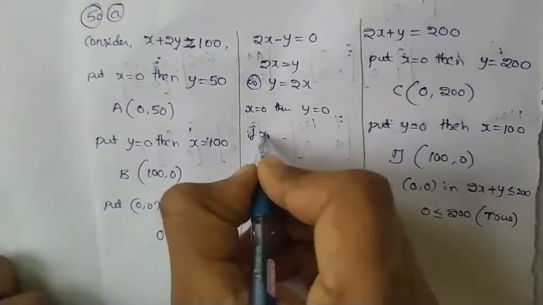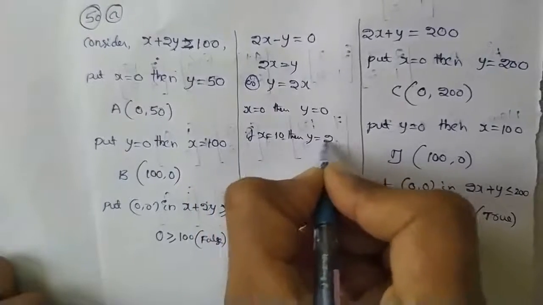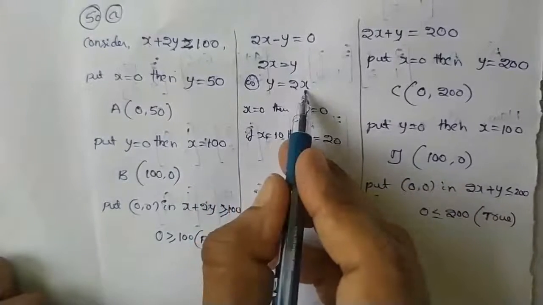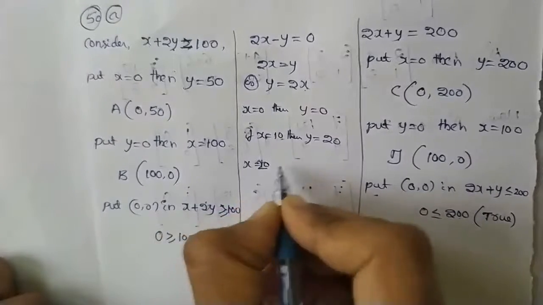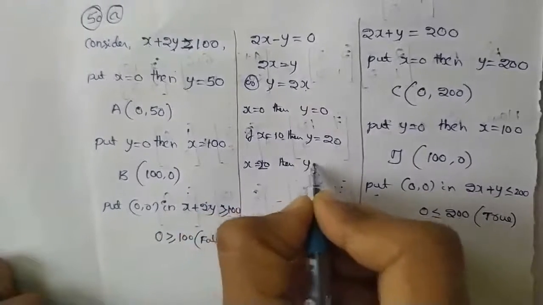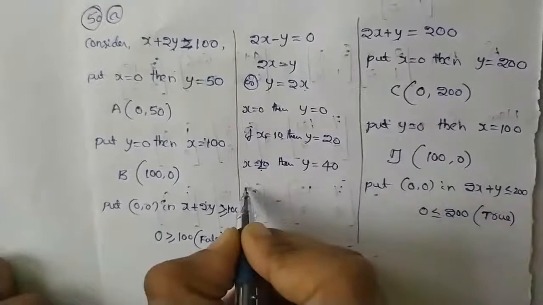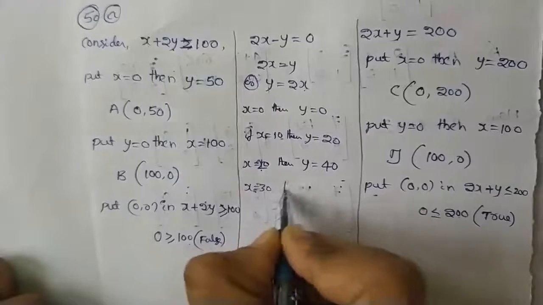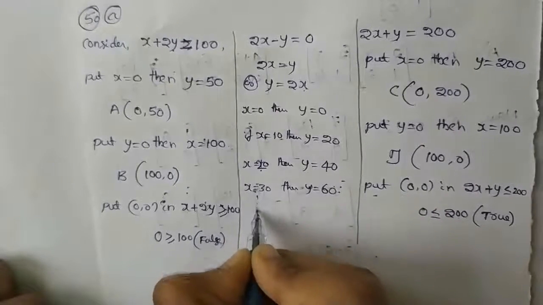Suppose if x equals 10, then y equals 20. 2 into 10 is 20. If x equals 20, then y equals 2 into 20, that is 40. If x equals 30, then y equals 60. 2 into 30 is 60, and so on.